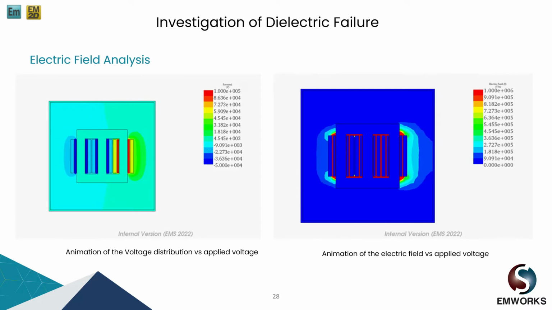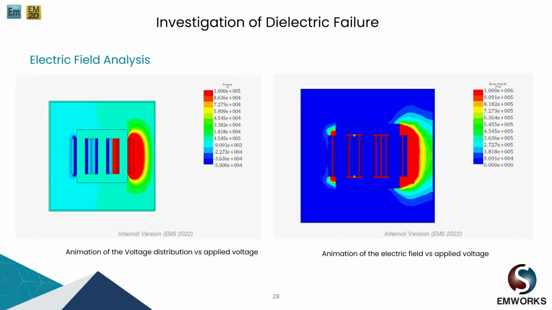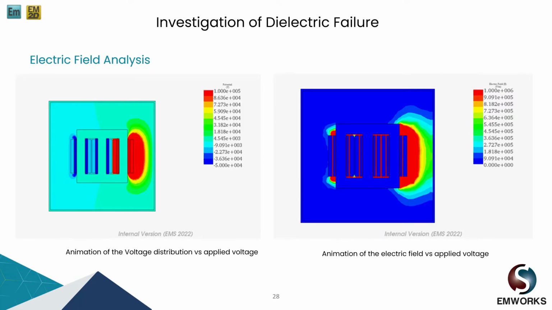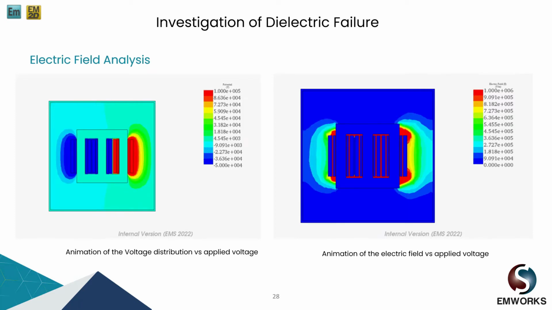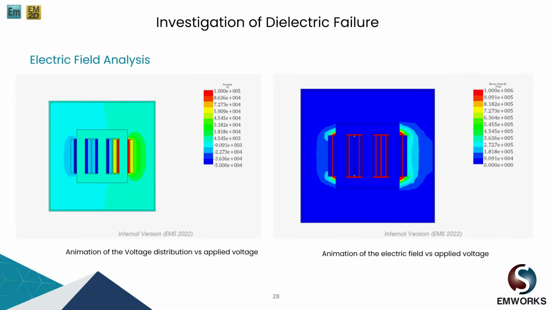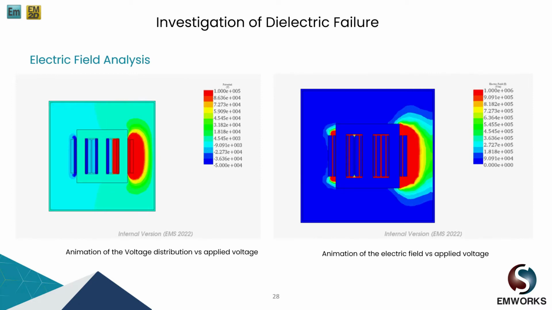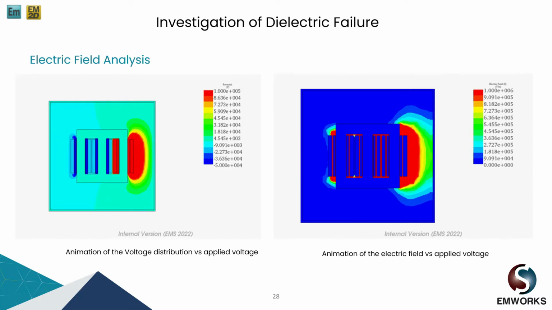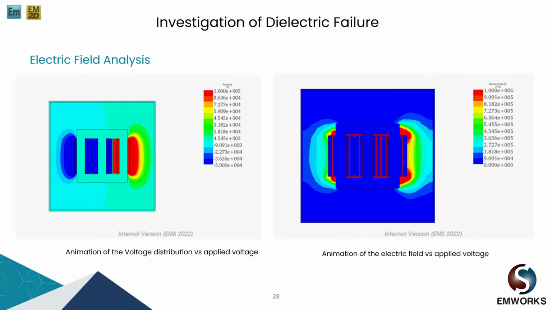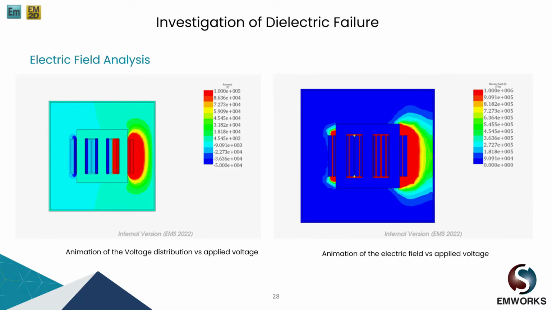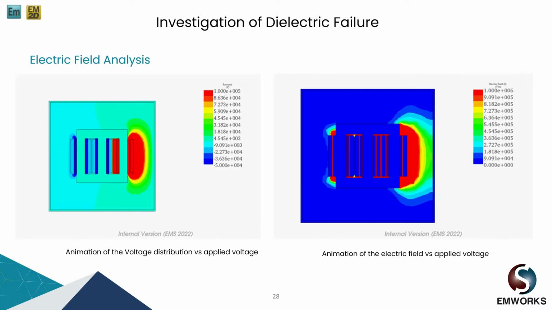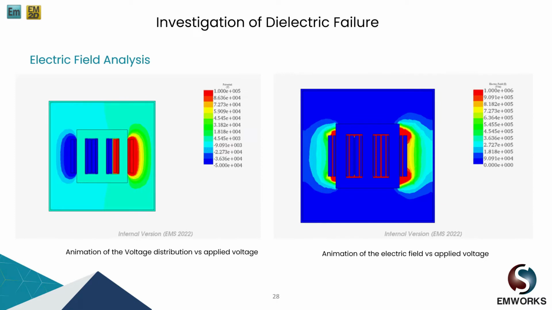As you can see at the left side, there is an animation of the voltage distribution versus applied voltage. Here we used a parametric analysis to apply different voltages to the transformer windings. We applied different voltages, and investigated the dielectric failure versus the applied voltages. How can we do this? First we can see the voltage distribution versus different applied voltages.